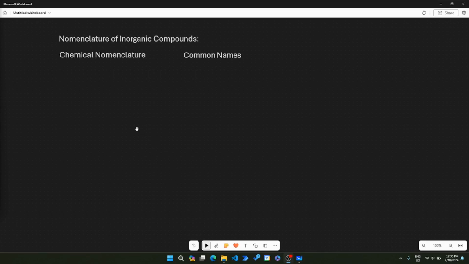This is an introduction to the nomenclature of inorganic compounds. So we need to go over the difference between chemical nomenclature and common names. Chemical nomenclature is the systematic naming of chemical compounds, while common names are arbitrary names not based on the chemical composition of the compound. So from chemical nomenclature, you can always tell the formula from the name, but with a common name, that's not quite doable.